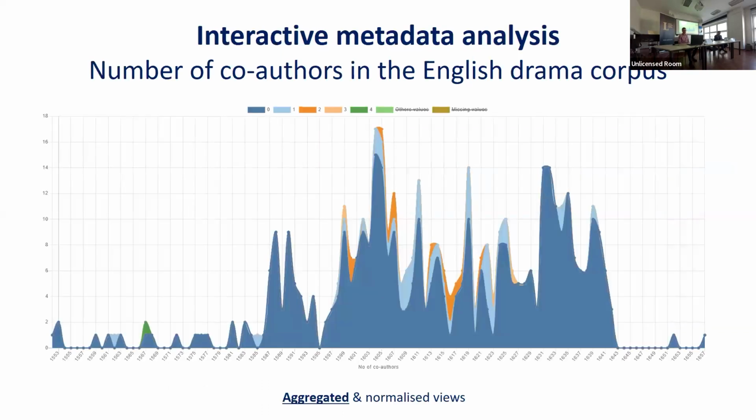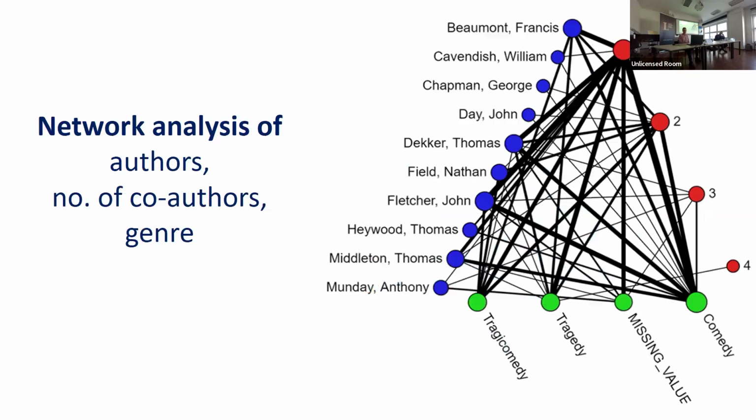Let's see some examples for this interactive metadata analysis. I mentioned the co-authors. In the English corpus, you can observe the rise of co-authors in the first 3 decades of the 17th century. In this network visualization, you can see the number of co-authors, 1, 2, 3, or 4, the authors themselves, and also the genre that they use. John Fletcher was one of the most active co-authors, along with Thomas Middleton, for example.